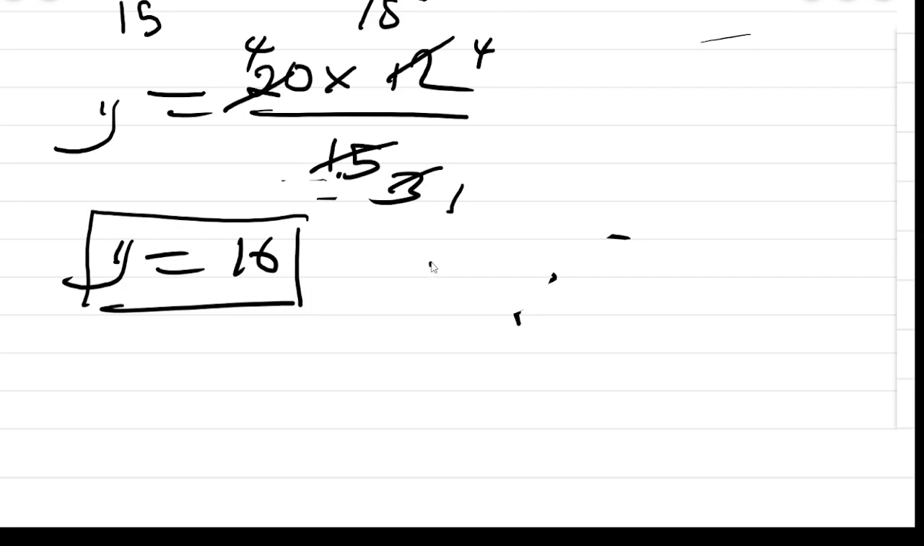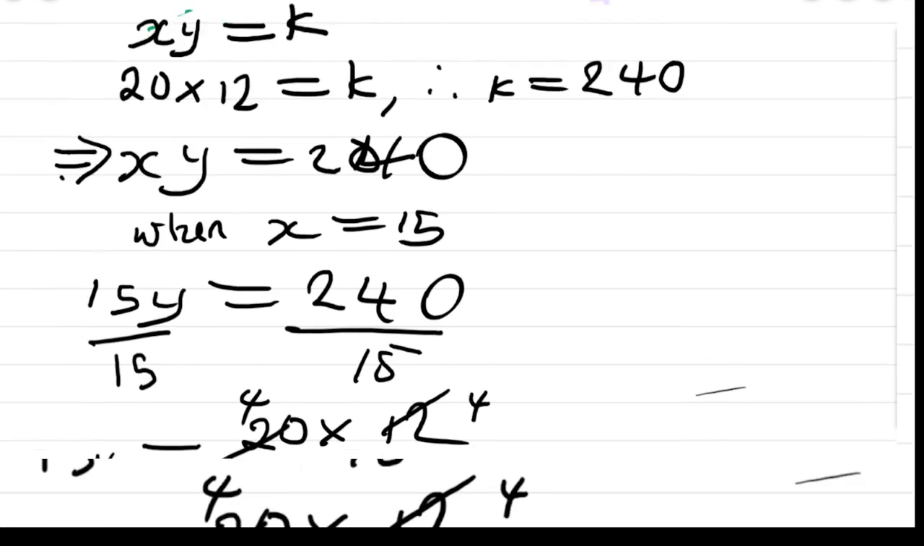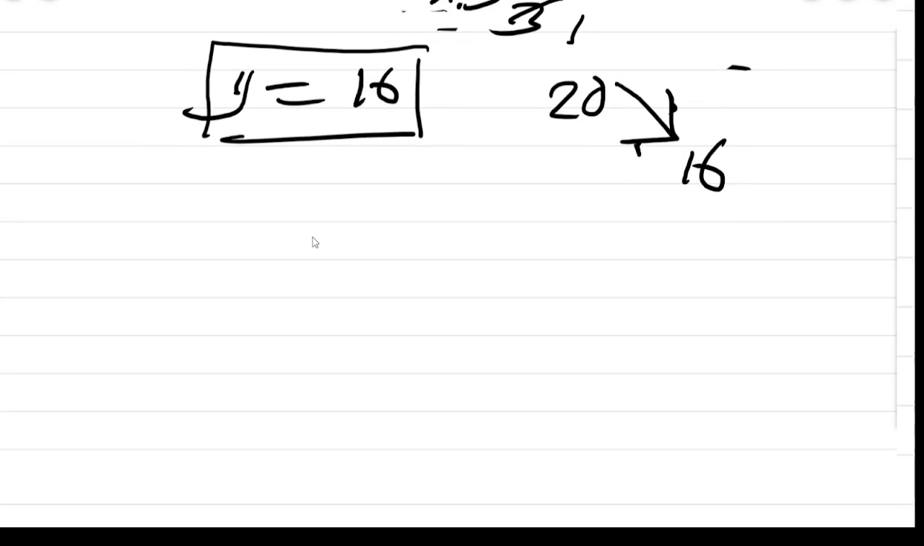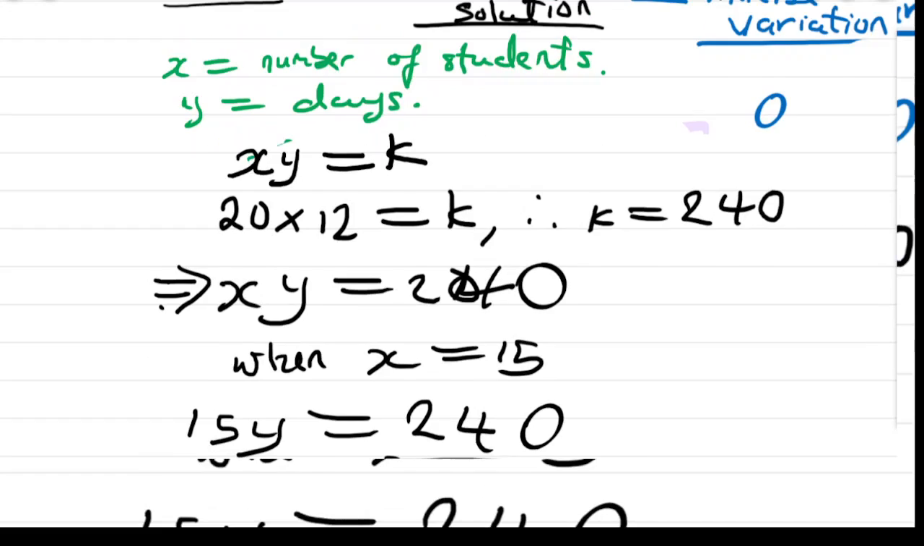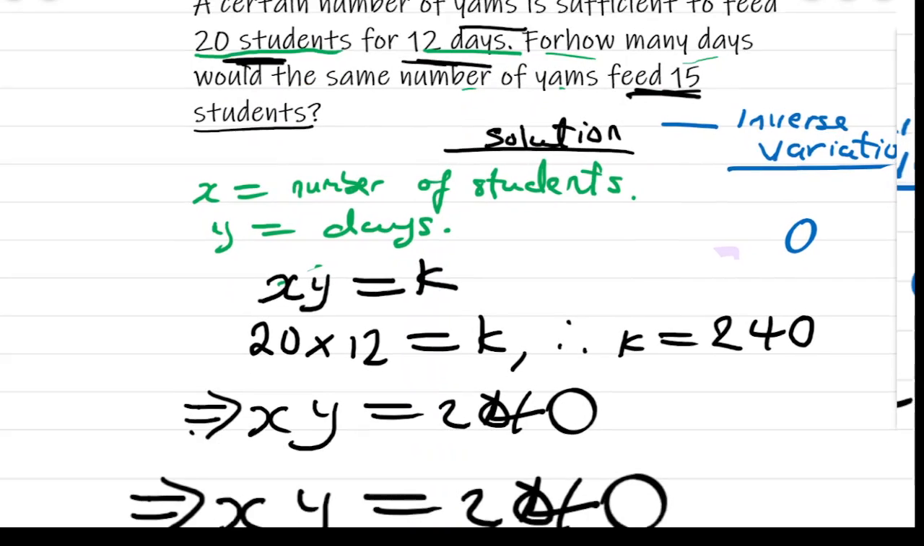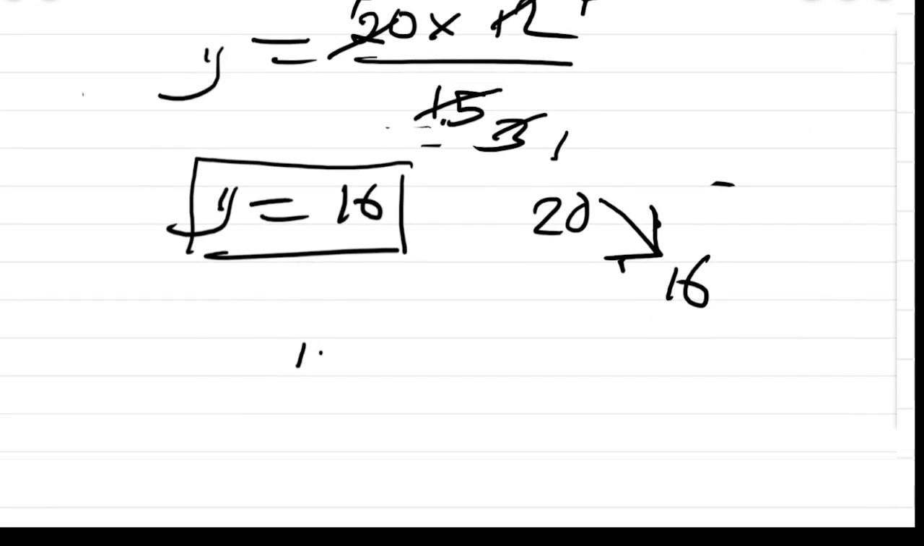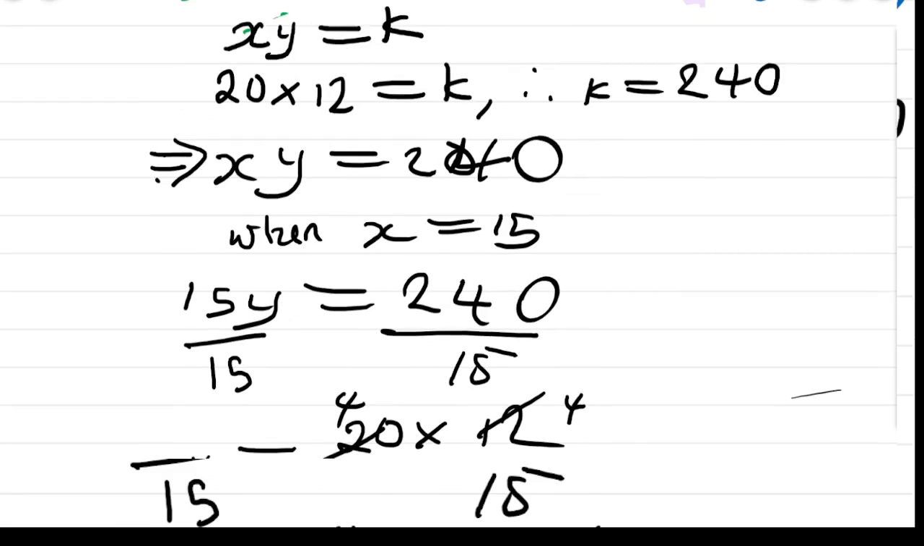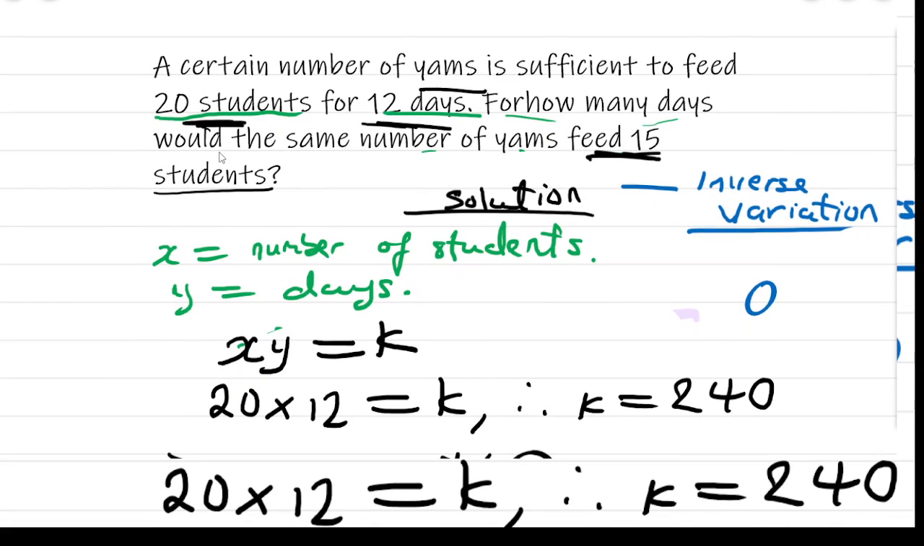Notice that from 20 students it was 12 days, sorry, it's 12 days. So formerly it was 12 days, now it's 16 days because the students decreased from 20 students to 15 students. So that will be all for this problem. Let's see what the next problem has to offer us.